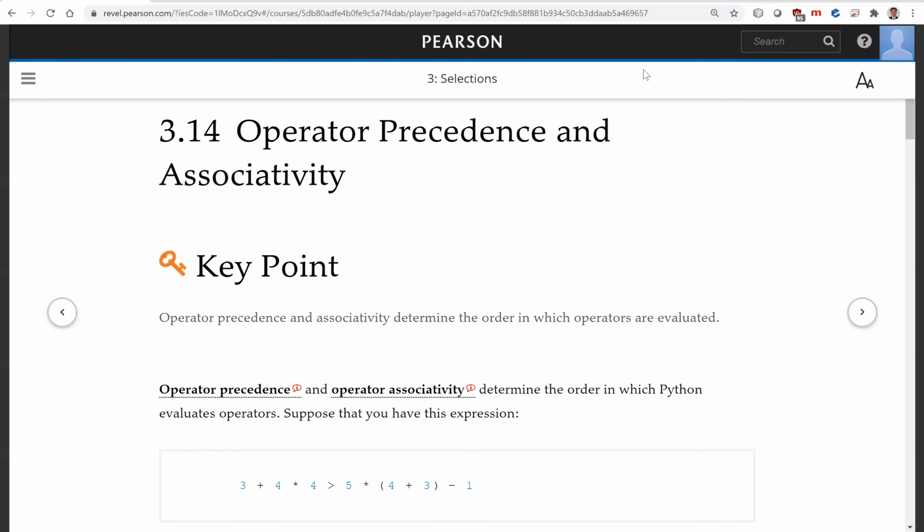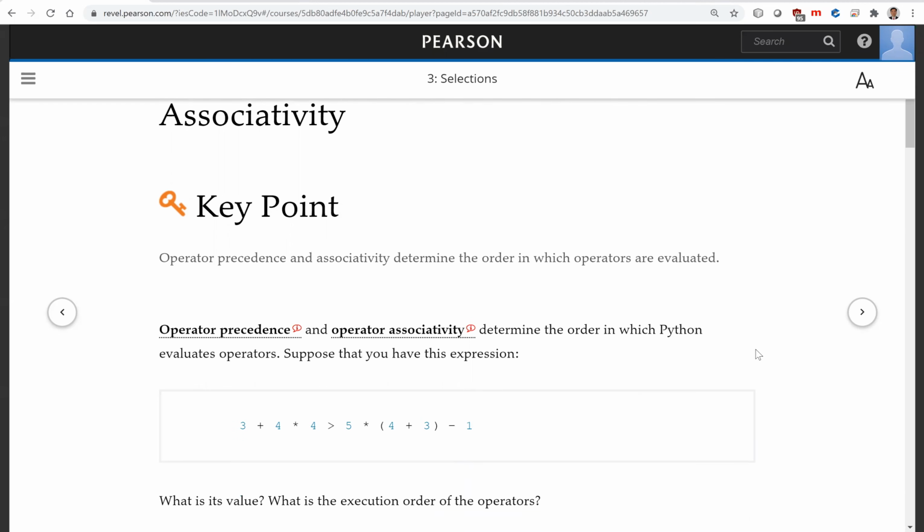Hello, in this video, we will introduce operator precedence and associativity. Operator precedence and associativity determine the order in which operators are evaluated. Let's look at this expression here.